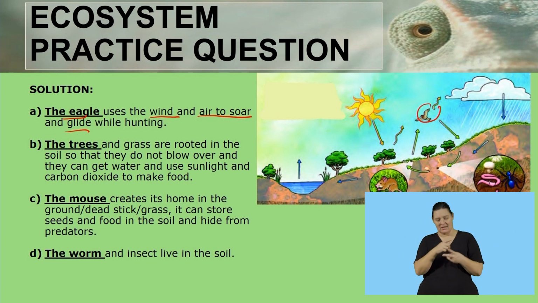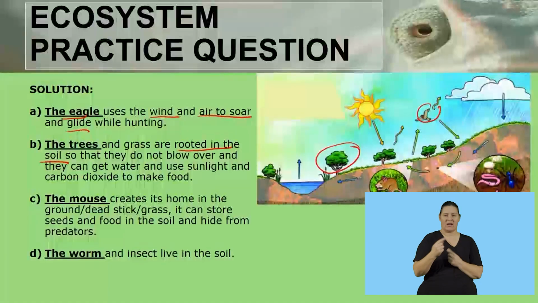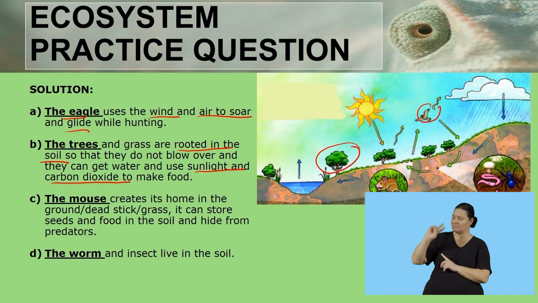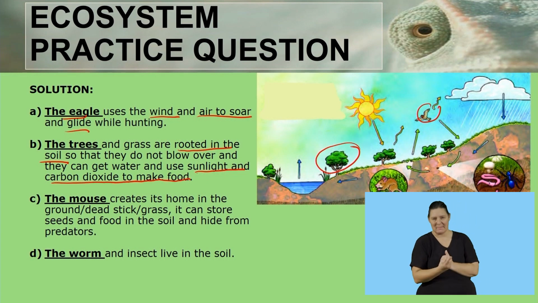Now we are going to move on to the trees. Now when you look at these trees, they say here the trees and the grass are rooted in the soil, which is abiotic, so that they do not blow over and they can get water and use sunlight and carbon dioxide during photosynthesis, which is the process of making food. So that is how the trees and the grass are interacting with the abiotic factors.